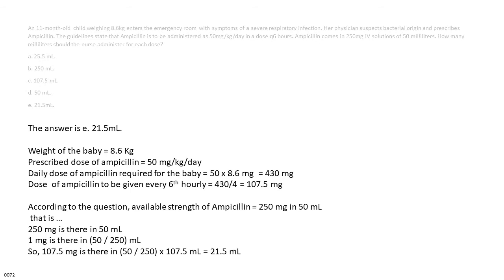According to the question, available strength of ampicillin equals 250 mg in 50 milliliters. That is, 250 mg is there in 50 milliliters. 1 milligram is there in 50 over 250 milliliters. So, 107.5 milligrams is there in 50 over 250, multiplied by 107.5 milliliters equals 21.5 milliliters.